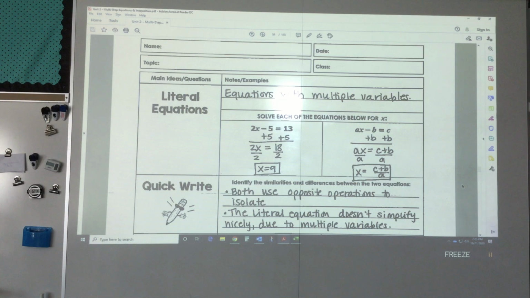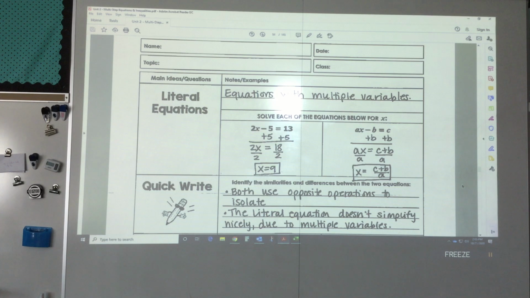Some of the similarities and differences between the two equations: both use opposite operations, so the inverse operations to isolate. We're using that same principle that we do when we solve equations. The second part is the literal equation doesn't simplify nicely due to multiple variables. That's that uncomfortable part where we just aren't really sure what it's like.